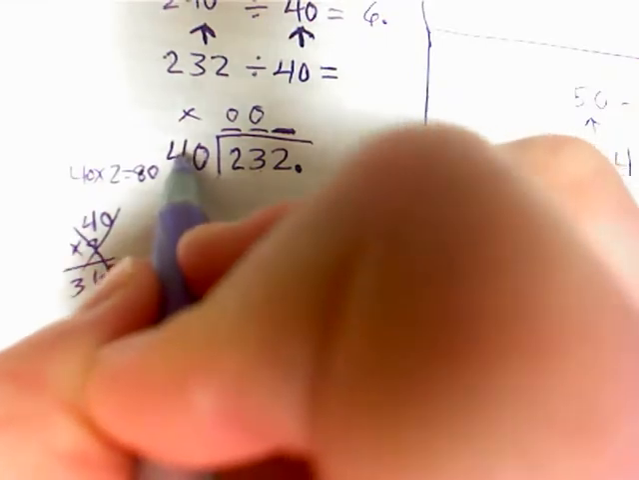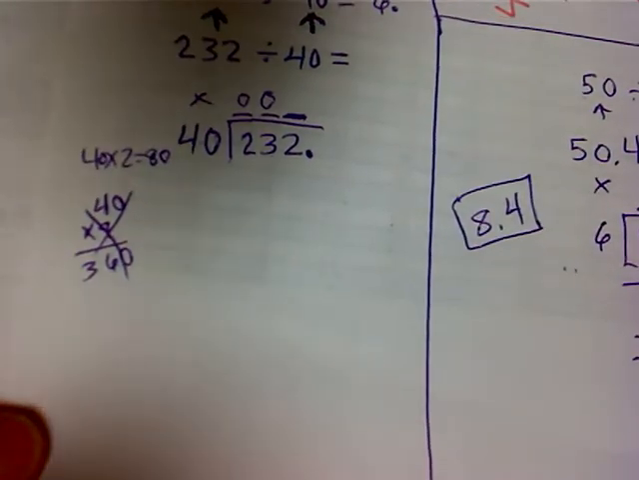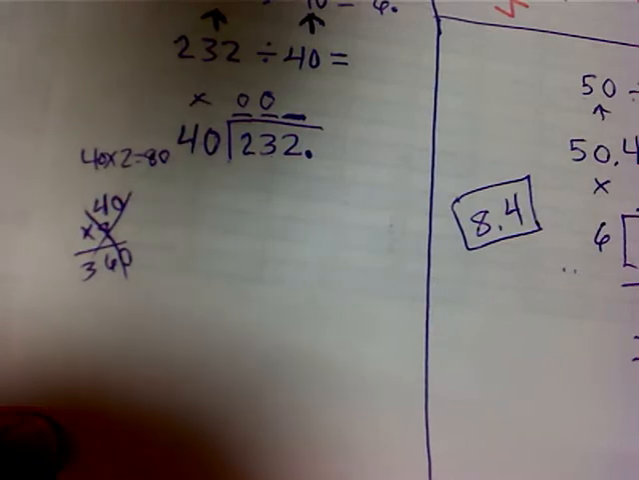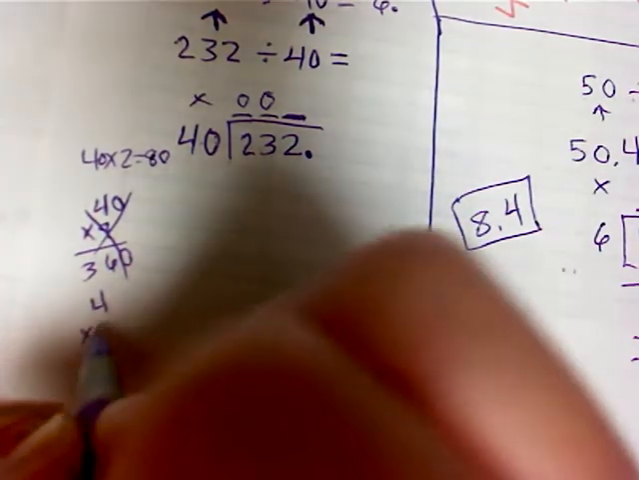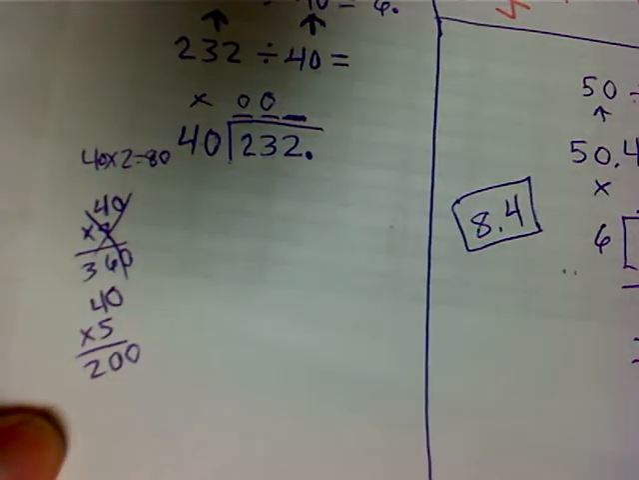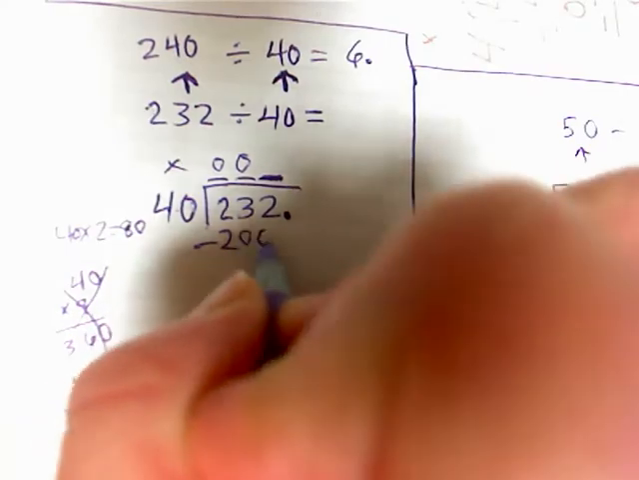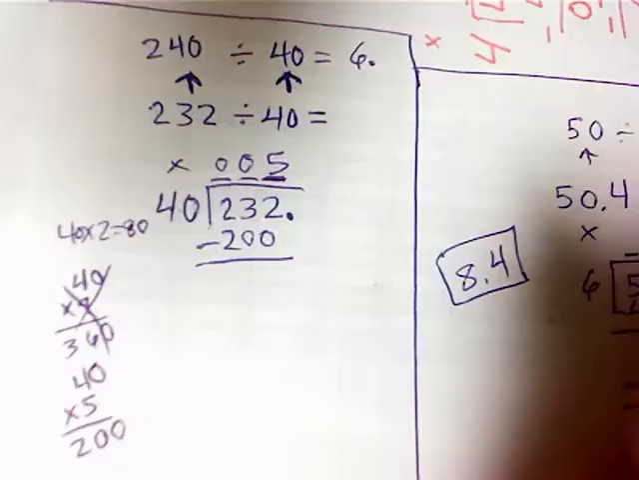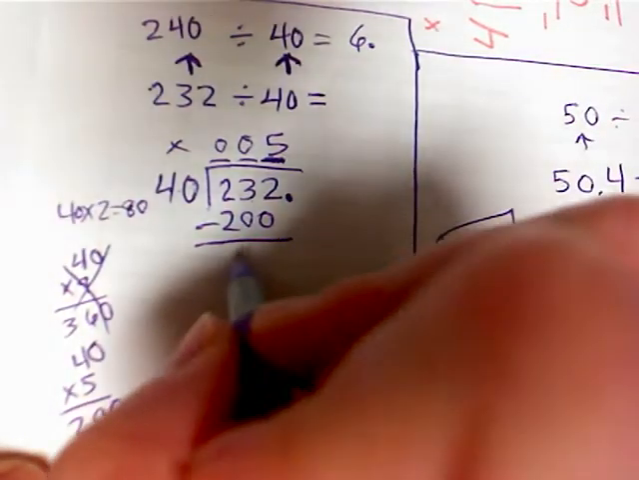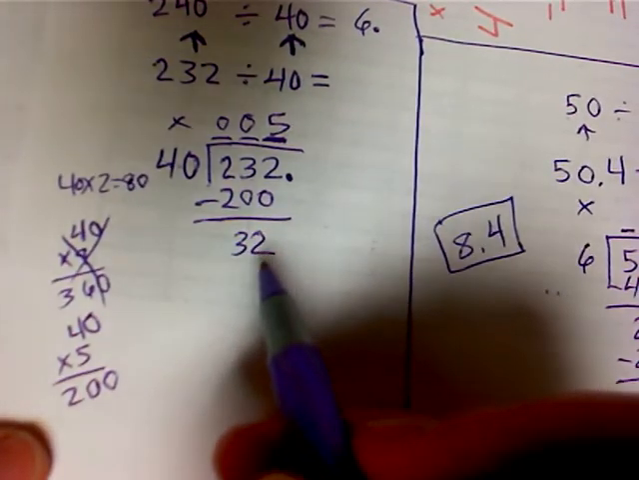So think about this. 4 times what is close to 23? Make a good guess. Maybe 4 times 5. So 4 times 5 is 20, and then we put another 0. So 200 is the closest I can get. Okay, and so that was times 5. 32 is left over. Now, we have a remainder, so we can't stop.